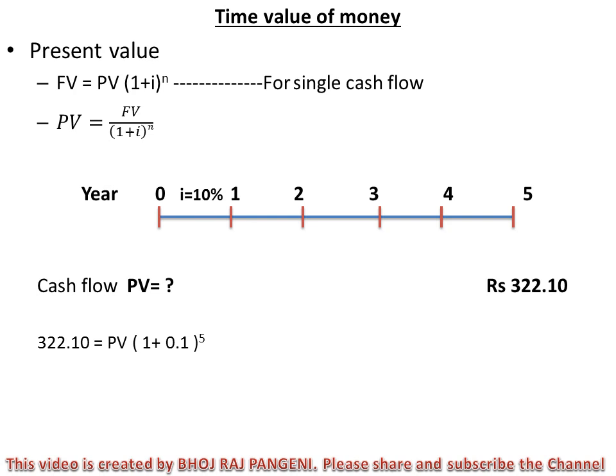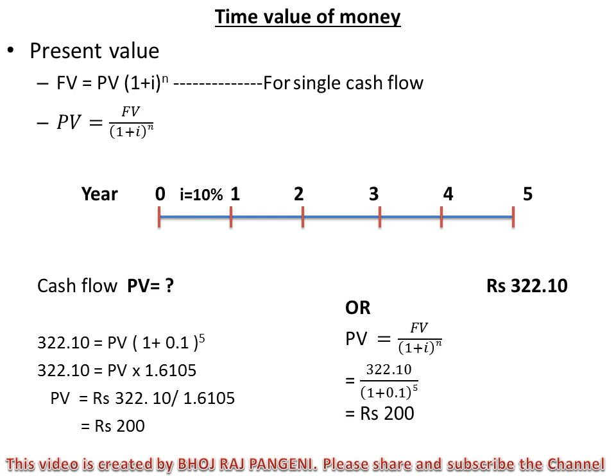We know the present value formula: FV equals PV times (1 plus i) to the power n. We can directly put in the values. We get rupees 200, or we can directly use the PV formula, FV divided by (1 plus i) to the power n. FV equals 322.10, divided by (1 plus i), with i equal to 10%, that is 0.1, and n equal to 5 years, so we get 200, that is the present value.